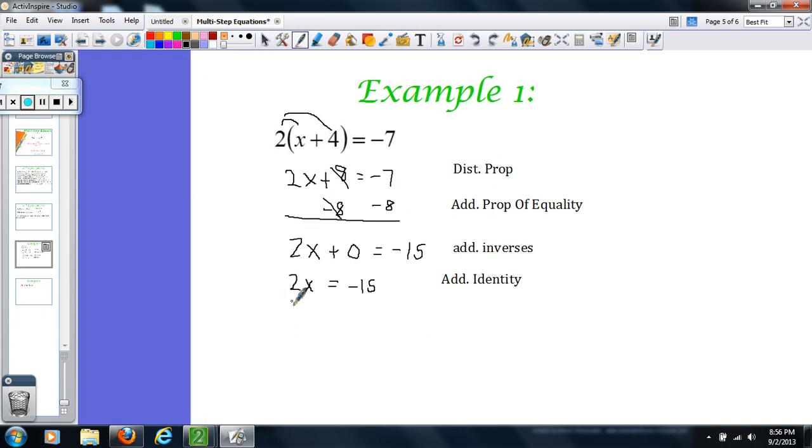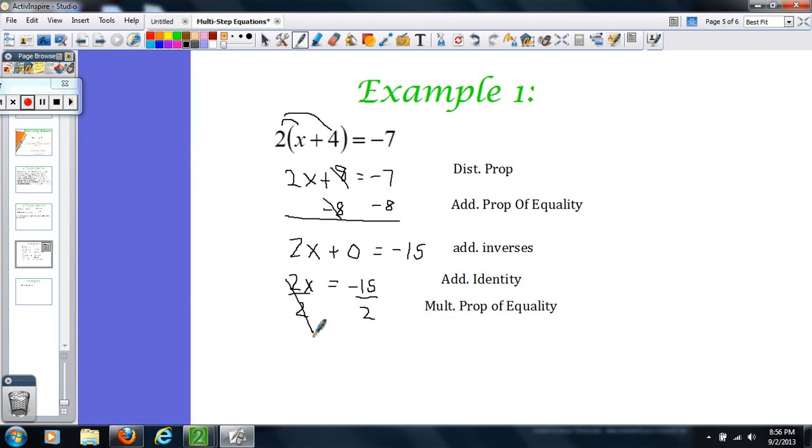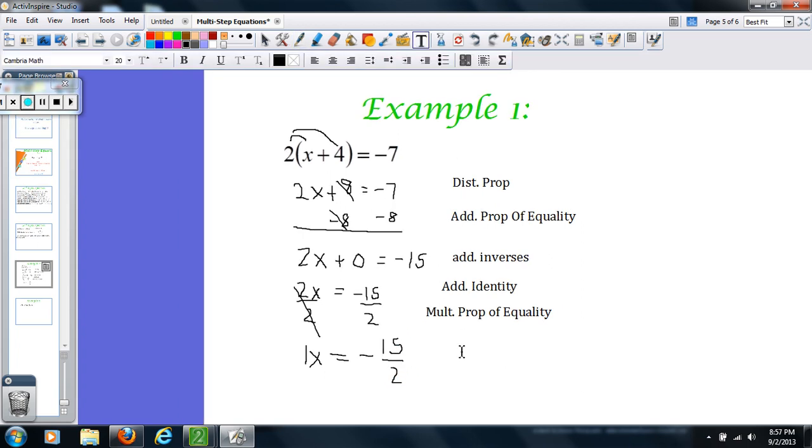And now from here we're going to have to divide by 2. And dividing by 2 is the multiplication property of equality. And then from here, this becomes 1 times x equals -15 over 2. And that will be the multiplicative inverse.